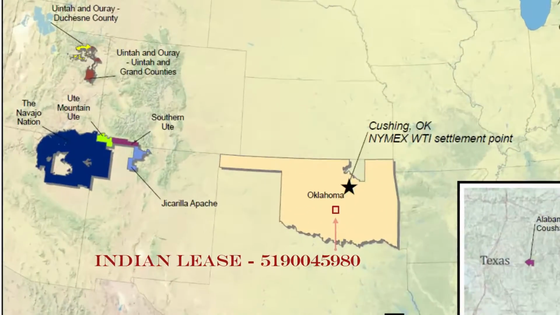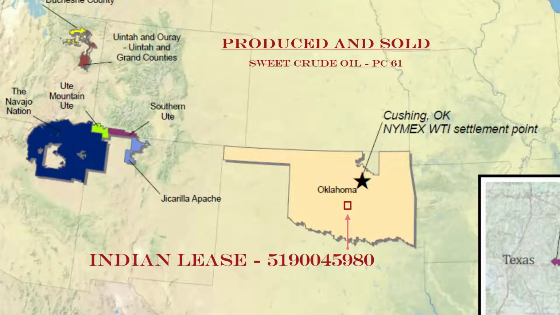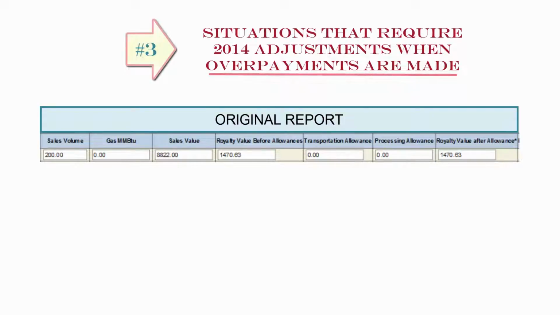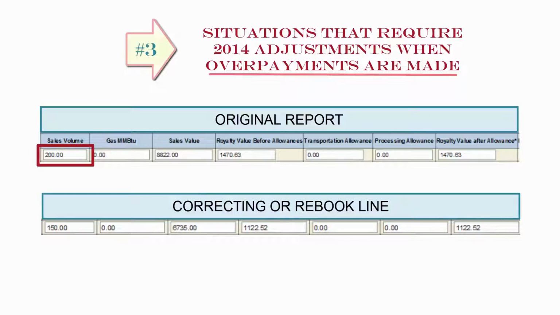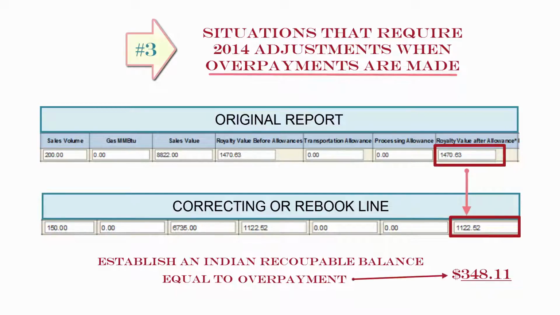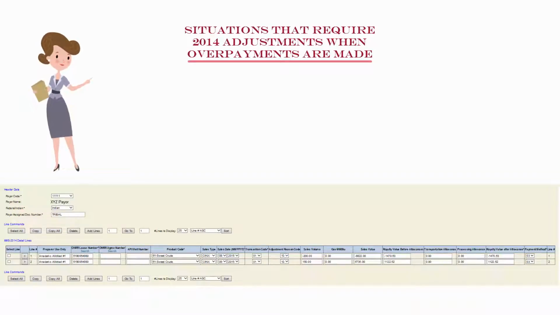In our example, we will use a tribal Indian lease in Oklahoma, which produced and sold sweet crude and gas plant products. The payer realized the original sweet crude oil sales volume of 200 barrels was too high. The new sales volume is 150 barrels. This situation creates an overpayment and requires establishing an Indian recoupable balance equal to the overpayment. Let's run through how that looks on the 2014.